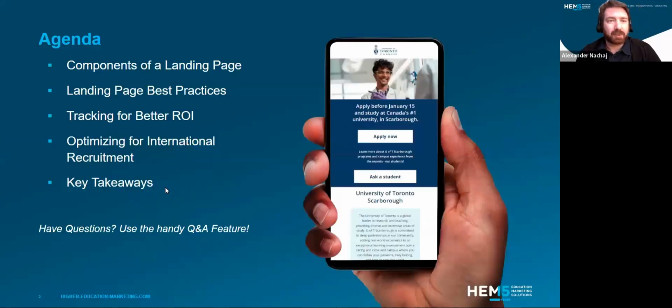So a quick run through of our agenda today. There's a couple parts to our presentation. Probably the bulk of it will be the first two items here, where we're talking about components of a landing page, as well as the best practices for these landing pages. I'm also going to get into discussing a bit about the importance of tracking, to really improve your ROI. As well, we're going to have a very short section at the end, just about some considerations for international recruitment and what you might want to do with the landing pages if you're marketing to audiences that are not local, but from another country. And finally, just a few reminder takeaways and a little piece of housekeeping.